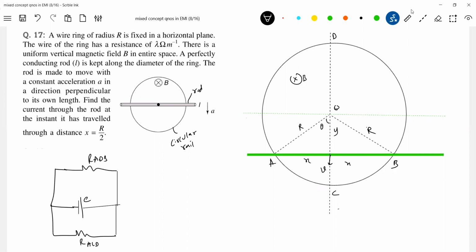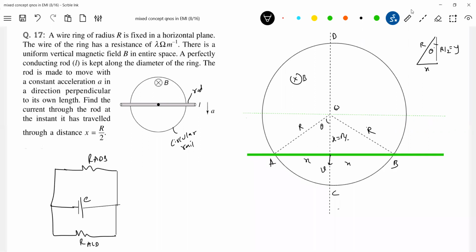So we'll get the theta triangle. x by 2. These are R by 2. Sorry, this is R by 2. Y is equal to R by 2. It is asking a condition like this: find the current through the rod at an instant it has traveled to a distance x equal to R by 2. This only.